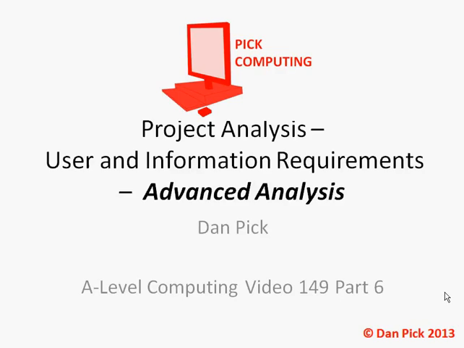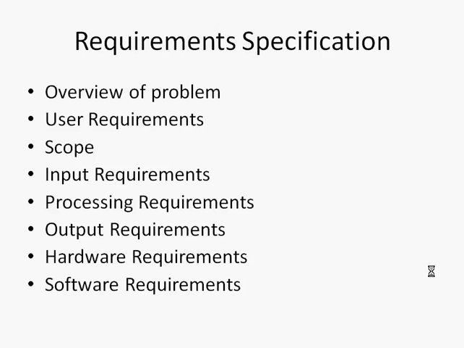Okay, part 6 is the final part of video 149, and in this part of the video we're looking at something called advanced analysis. So we will have covered the first 6 bullet points there on requirement specification up to and including output requirements. We'll look at hardware requirements and software requirements in future videos.